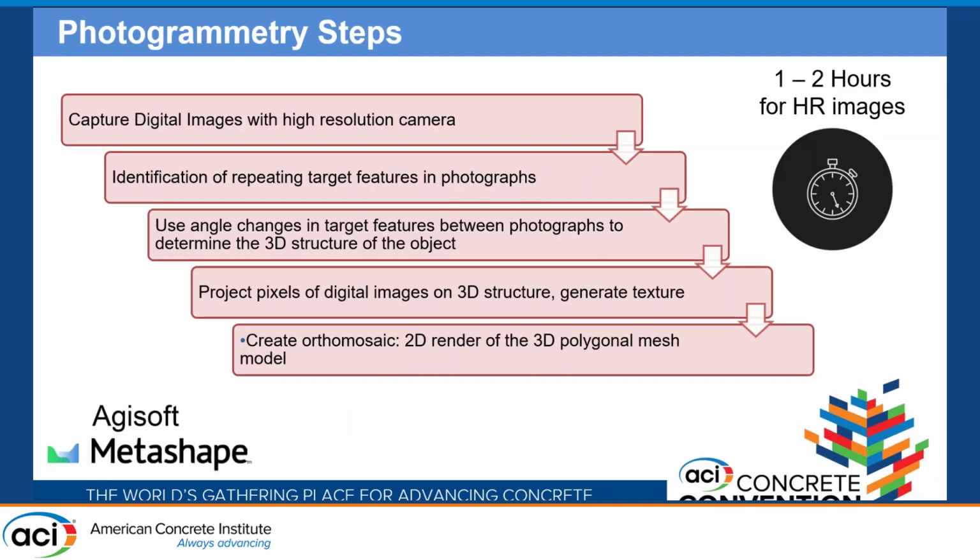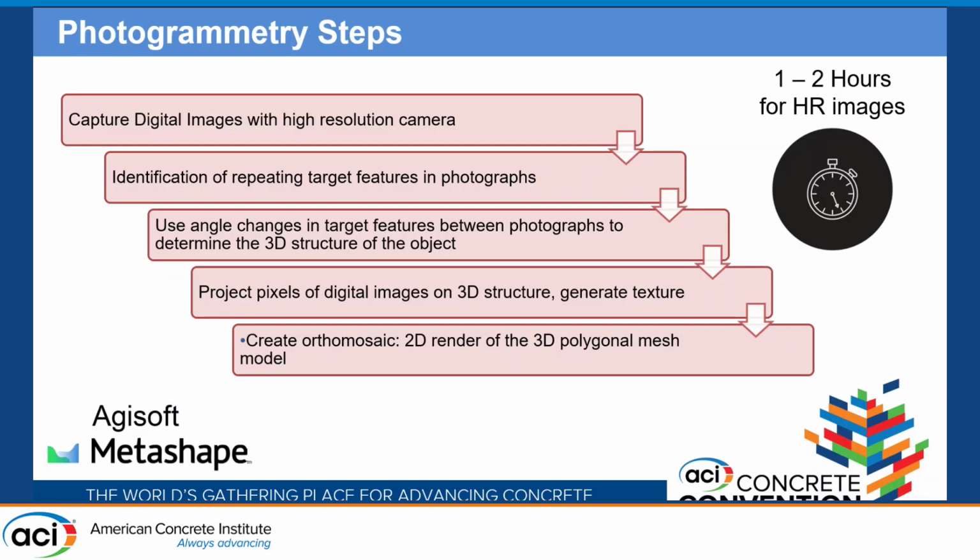Typically, the photogrammetry steps start with capturing digital images with a high-resolution camera. In this case, if you look in your pockets, you'll see that your high-resolution camera is right there on your phone. You then continue with identifying and repeating target features within photographs. And then you use the angle changes in these target features between photo to photo to determine a 3D structure of your object. Then you project the pixels of the digital images on the 3D structure and generate texture around these pixels.